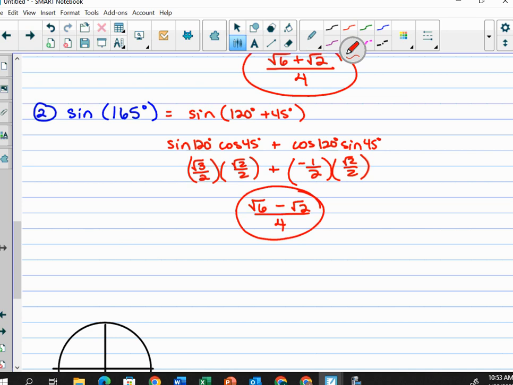Do you notice that it's like the same numbers as the last one? You're always going to get some version of a root 6, a root 2, and an over 4 when you're doing the sine and cosine ones of these. The negatives will be in different places, but tangent won't be that.